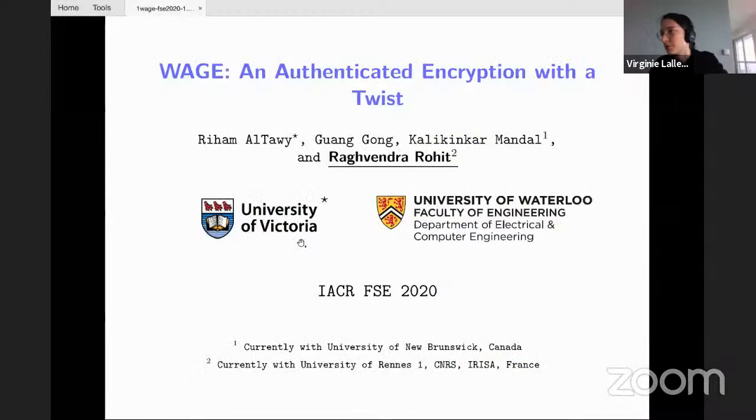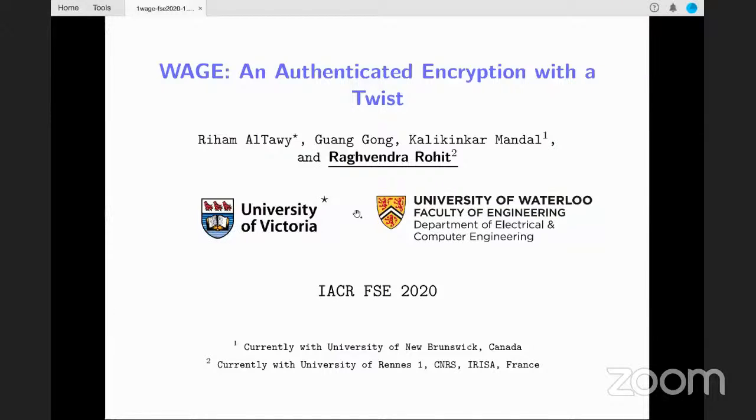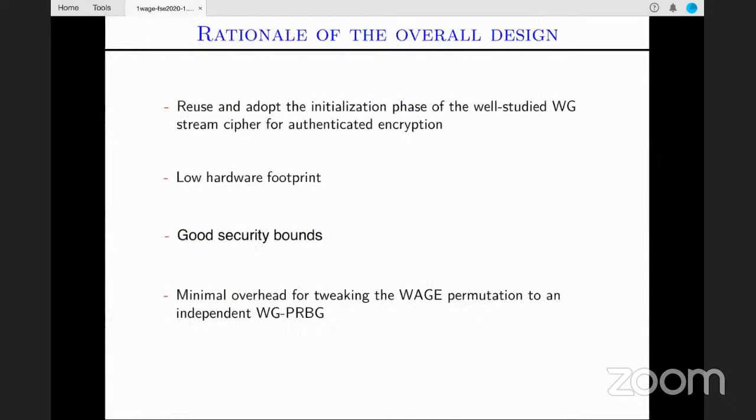The first paper is entitled Wedge and Authenticated Encryption with a Twist, and the talk is given by Raghavendra Rohit. Thank you for the introduction. My name is Raghavendra Rohit, and I will briefly present our work, Wedge and Authenticated Encryption with a Twist. This is joint work with Reha Multaway, Guang Gong, and Kalikinkar Mandal. Let's start with the rationale of the Wedge design.